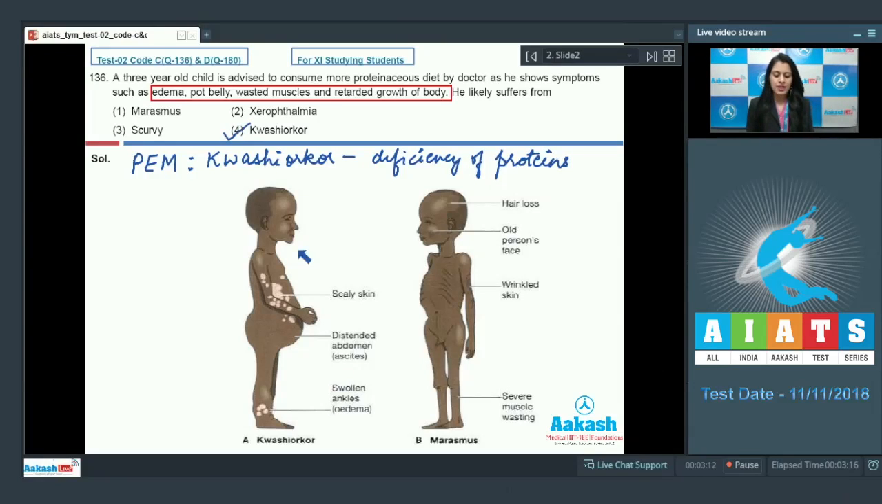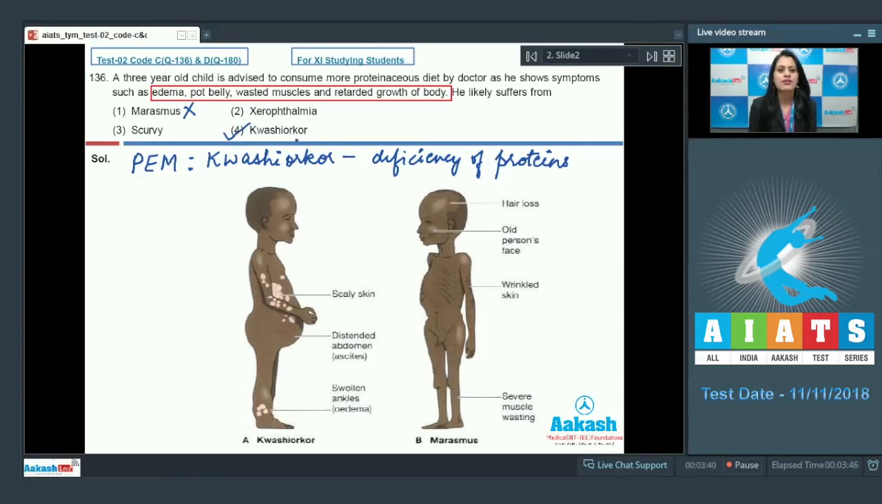As you can see here, a child suffering from kwashiorkor exhibits scaly skin, distended abdomen and swollen ankles or edema. Whereas on the other hand, a child suffering from marasmus exhibits wrinkled skin, predominant ribs, severe muscle wasting, hair loss and the face appears like an old person's face. So the very first option, marasmus, cannot be a correct answer.